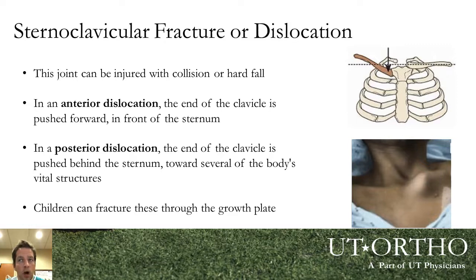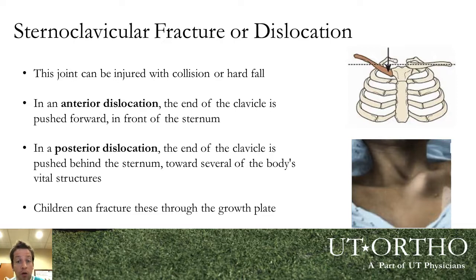These can happen in acute trauma. It can also happen from infection and other disease processes, but in this talk, we'll stay with the traumatic injury. Usually it happens when you fall directly on the shoulder, take direct trauma. In a posterior dislocation, which we'll talk about in the next slide, the clavicle actually pushes back, and that's more of a concern for us. Children can also fracture this through a growth plate.